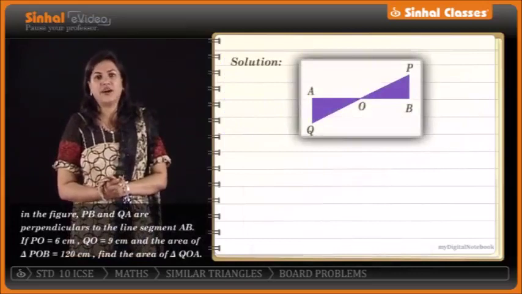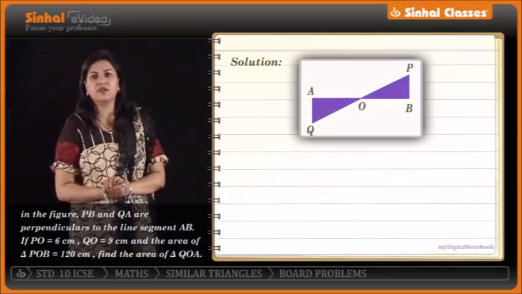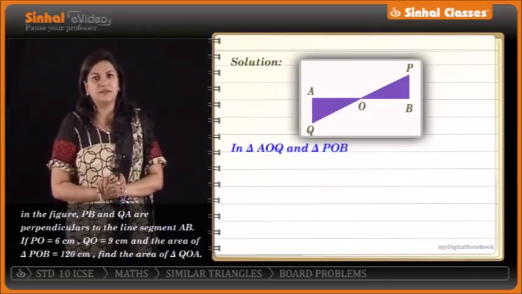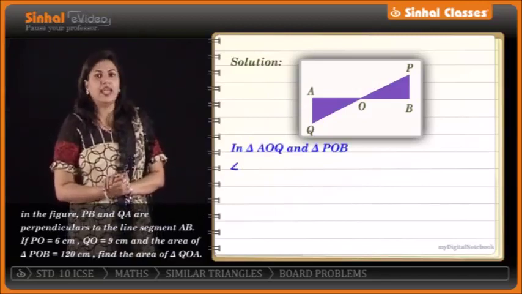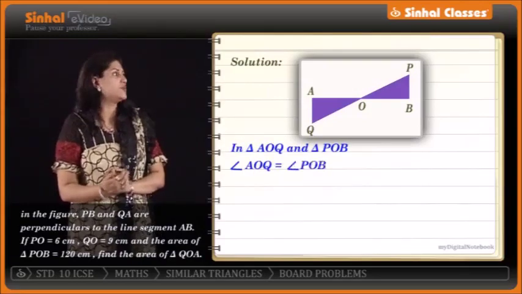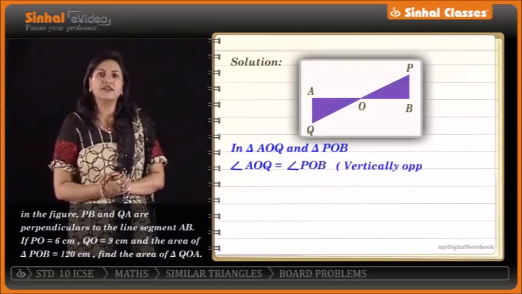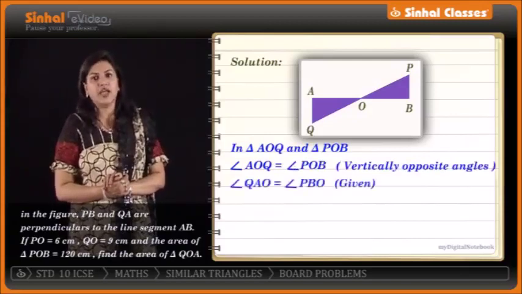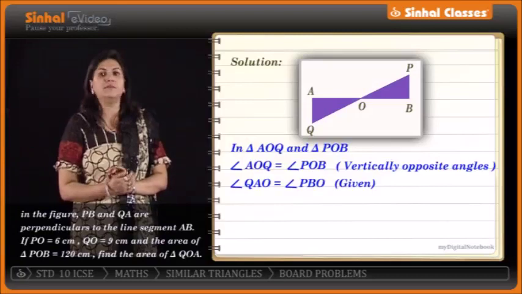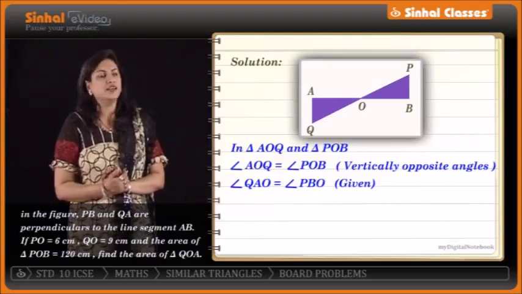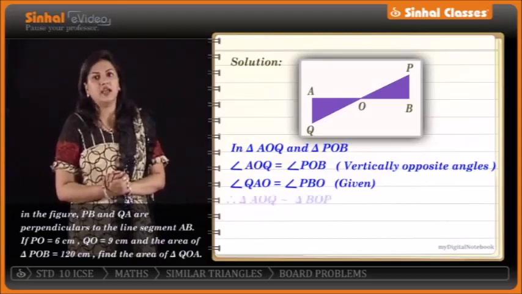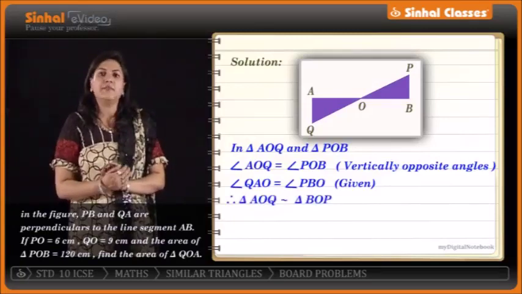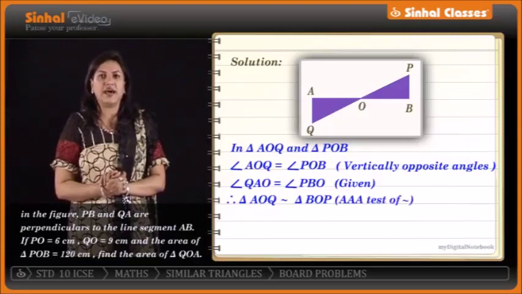Here we have two triangles, triangle AOQ and triangle POB. We will prove them similar. Angle AOQ is equal to angle POB, vertically opposite angles, and also angle QAO is equal to angle PBO, given. So we have triangle AOQ is similar to triangle BOP by AAA test of similarity.